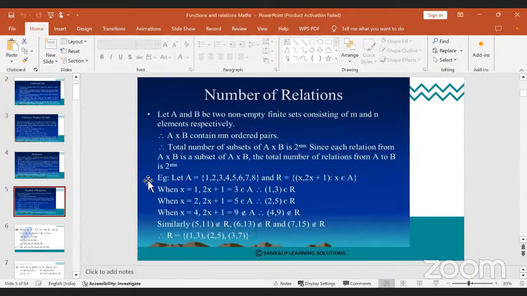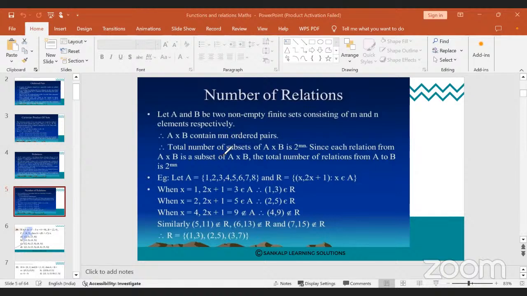Next one, number of relations. Let A and B be two non-empty finite sets. Finite is an important word here, because we are dealing with only finite members. Suppose they consist of m and n elements. So A cross B is nothing but m into n, that is mn.